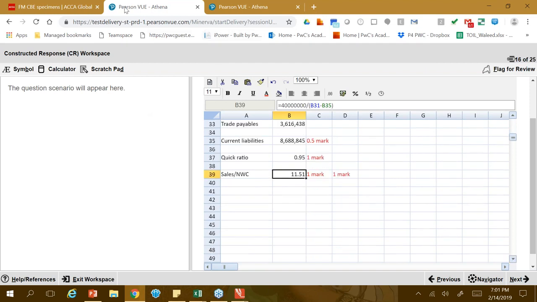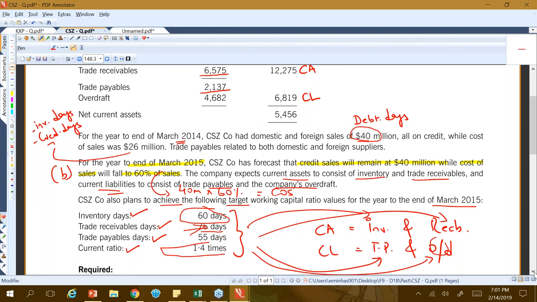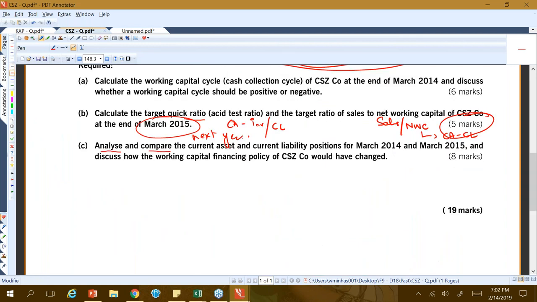Next thing now is to go back to the question and finish this off, the CSC. The last part here is to analyze and compare the current assets and current liabilities positions for 2014 and 2015, and discuss how the working capital financing policy of CSC would have changed. Well, the working capital financing policy, I hope that you remember these things here.